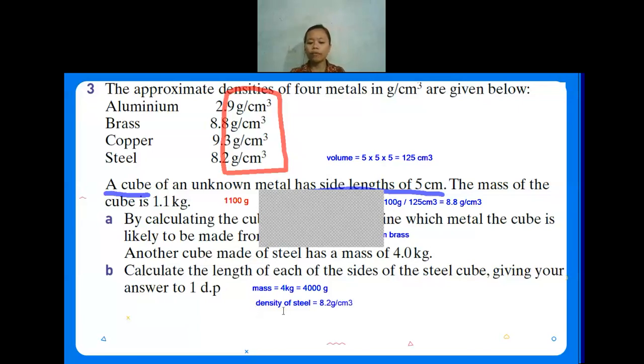So you already have this one, and the question is asking for the length of the cube. We have the mass and we have the density. So which thing can we find out? Is it the volume, or can I directly find the length? Yeah, we can find the volume first. How do we find the volume? Mass by density. So the mass is how many? 4,000 by 8.2. How many will it be?